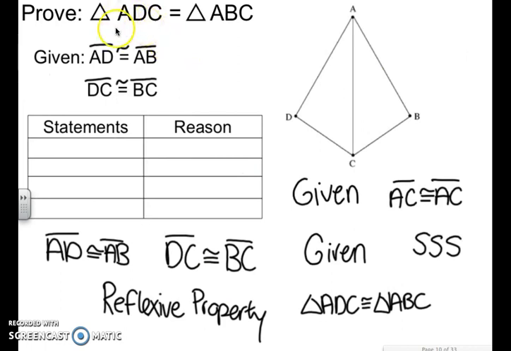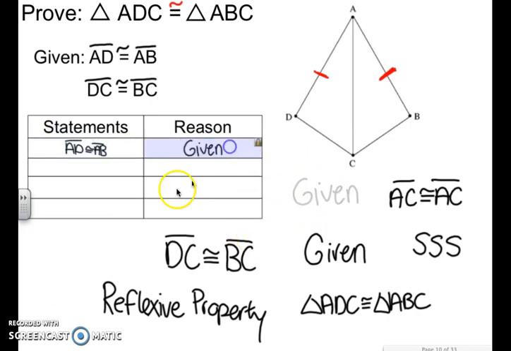All right, so it wants me to prove that triangle ADC is congruent to triangle ABC. Now, notice they didn't give us any markings in the picture, so what I need to do is use the givens they gave me. I know that AD, which is right here, is congruent to AB. So I can make those marks and put them in my table. I'm going to start off with that, and that was a given.